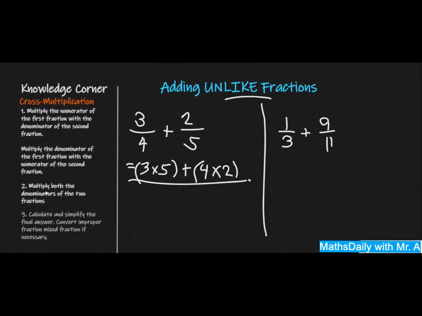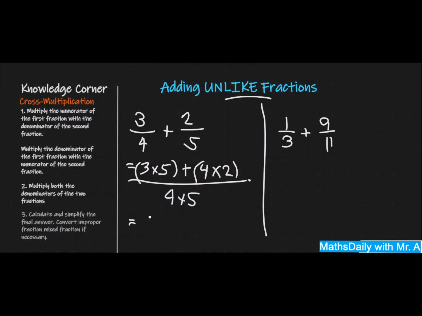The second step is multiply both the denominators of the two fractions. So we are going to multiply both the denominators, 4 times 5. And then the third step is calculate and simplify the final answer. Convert improper fraction to mixed fraction if necessary.